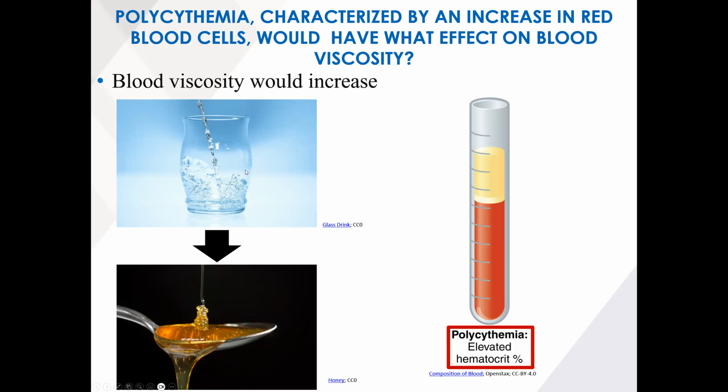But if I handed you a cup of honey and said, hey, drink this honey through a straw, that would be substantially more difficult and it would require a lot more suction pressure to move that honey. And that's because the honey is more viscous. So that's why we'd want to know about this, because polycythemia is making your blood more viscous, which means it's going to require more pressure to push through the system.